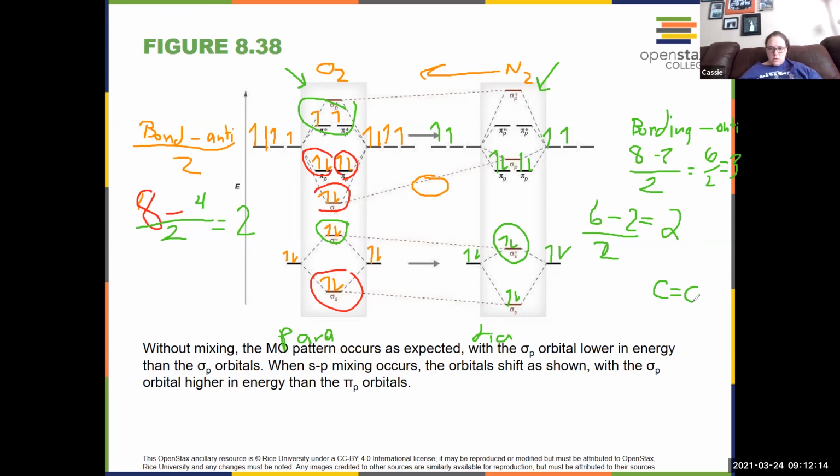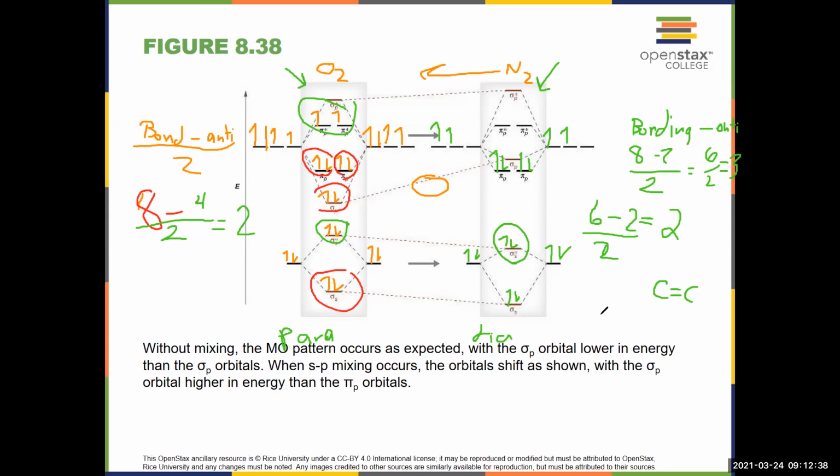Okay. Make sense? Yes, no, maybe? Could we do another example? Because I feel like all the electrons are all over the place for me.